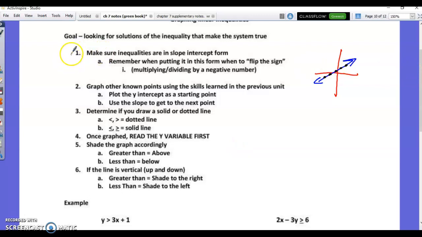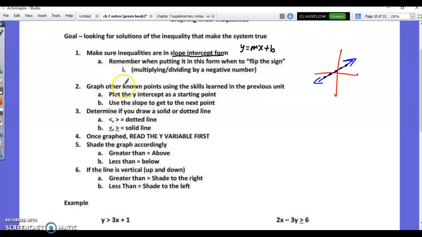All right, so these step-by-step guides will guide you through how to solve or to graph these linear inequalities. So step one is make sure that they're in slope-intercept form. Slope-intercept form is y equals mx plus b, where m is our slope and b is our y-intercept. When dealing with inequalities, remember you have to flip the sign if you multiply or divide by a negative number. So if it's not in slope-intercept form, just be aware of that. You're going to have to solve for y.